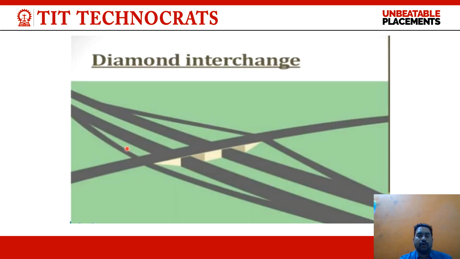This is the overall view of the diamond interchange. This is another highway, and this is the connecting different highway by which we can go in different directions with the help of the diamond interchange.